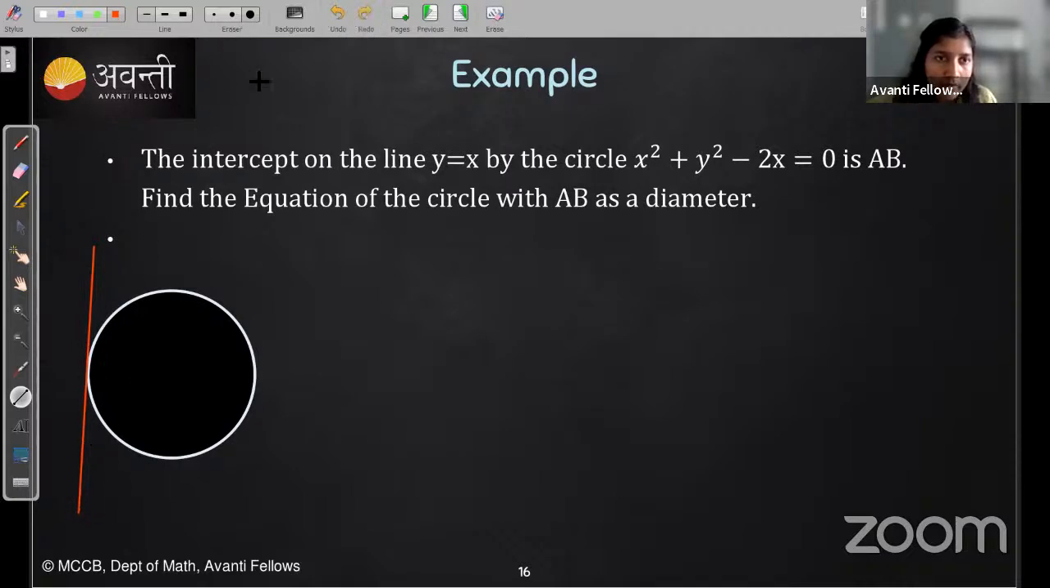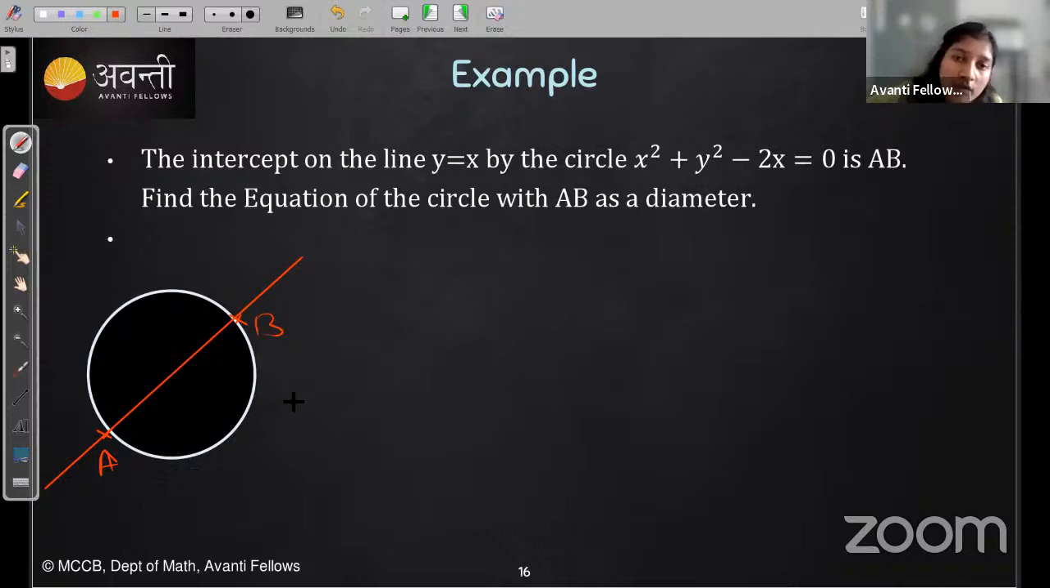Let's leave it. So we know the equation y is equal to x. This is the equation of a line, y is equal to x. And what they're saying is that the intercept of this circle on this line is AB. Then they're asking us to find the equation of the circle.